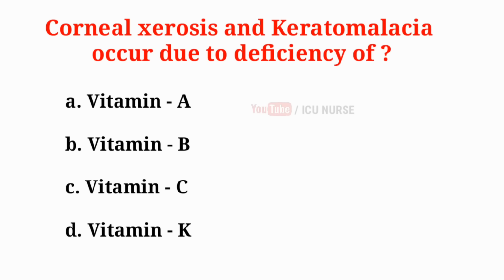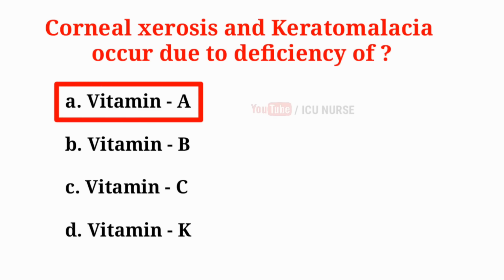Corneal xerosis and keratomalacia occur due to deficiency of: A. Vitamin A, B. Vitamin B, C. Vitamin C, D. Vitamin K. And the correct answer is A. Vitamin A.